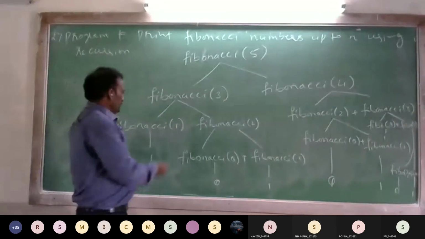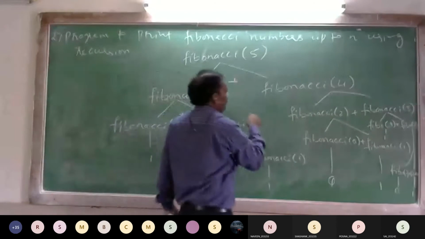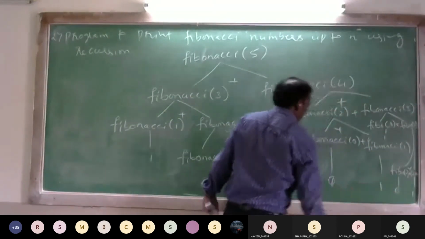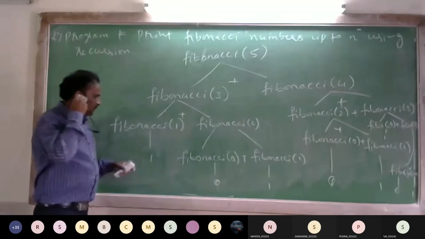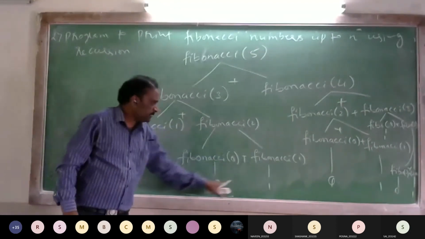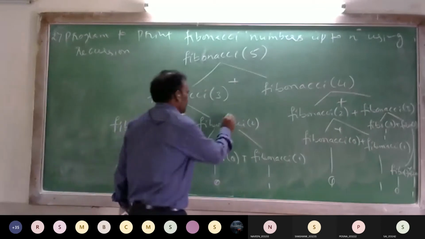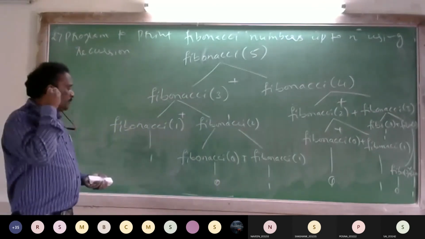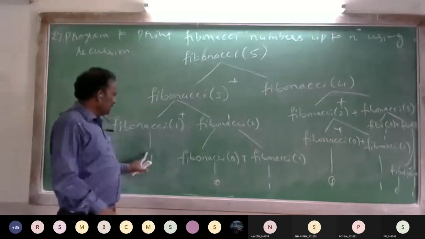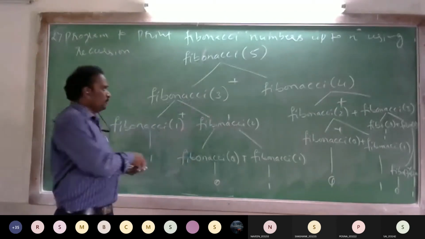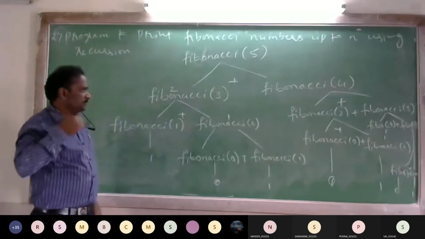Now, Fibonacci of 0 and Fibonacci of 1 we know. What is Fibonacci of 2? 0 plus 1 will be 1. Now what is Fibonacci of 3? Fibonacci of 1 is 1 and Fibonacci of 2 is 1. 1 plus 1 is 2.